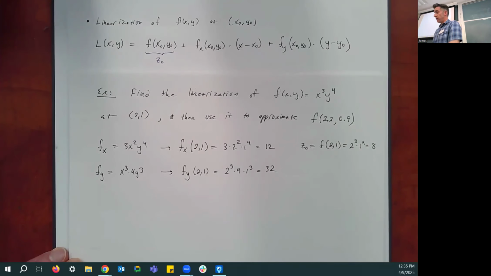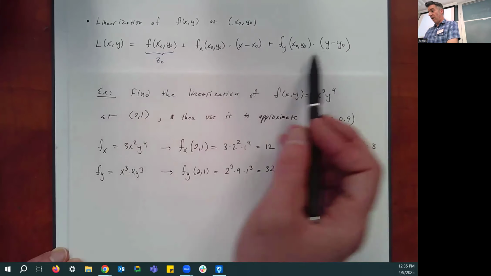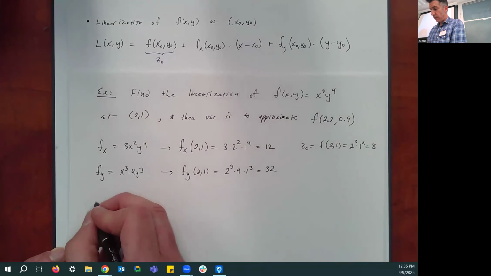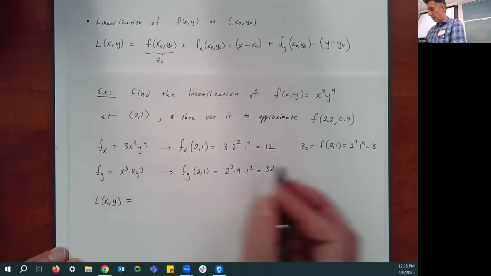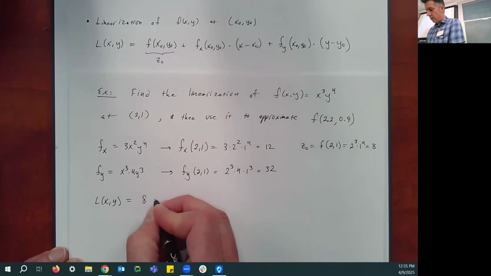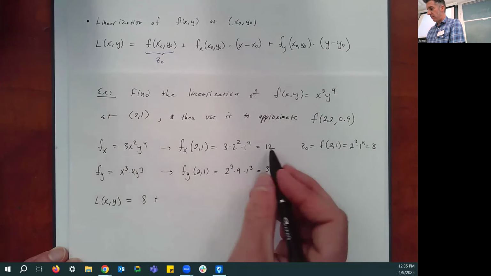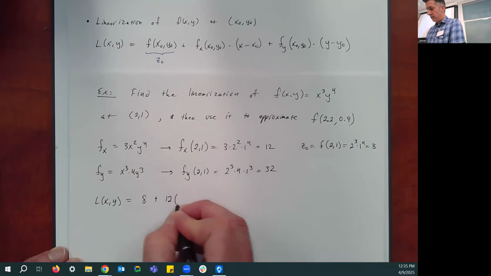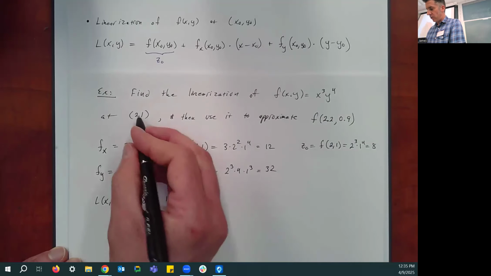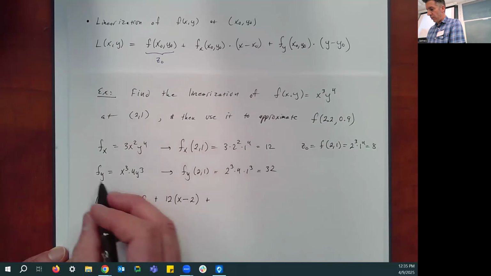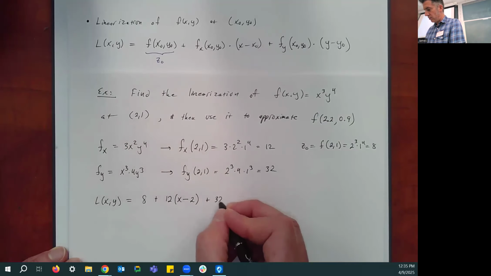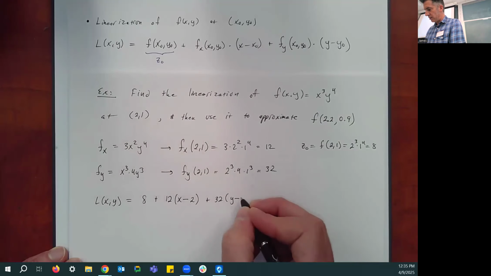In fact, just looking at my linearization up there, I'm just going to copy this down and plug in all the things. So my linearization at x comma y is equal to my z naught, which is 8, plus my partial with respect to x evaluated, which is 12, times x minus the x coordinate, 2, plus my partial with respect to y, which is 32, times y minus the y value, which is 1.